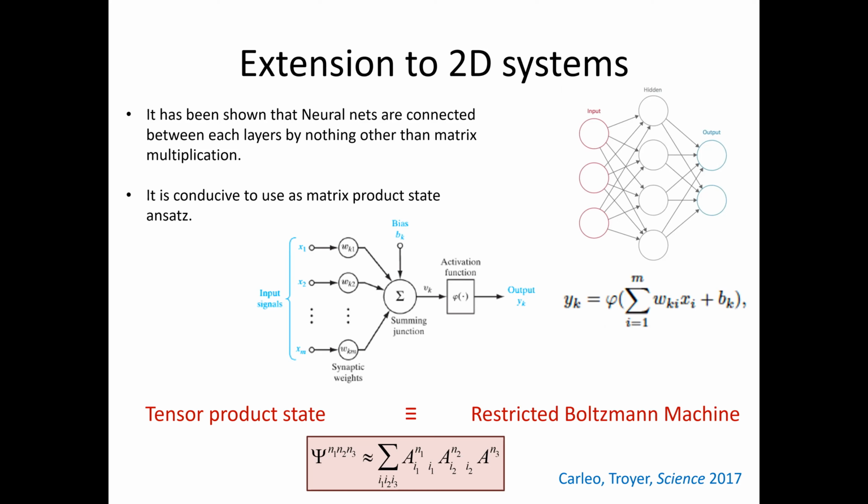There was a 2017 Science paper which shows that the tensor product state has a nice correlation with restricted Boltzmann machines, and we have therefore used this idea. So what this means is, I won't go into the details, I will not mention the results, but what restricted Boltzmann machines do, it's a neural network structure, but that's not the important part.